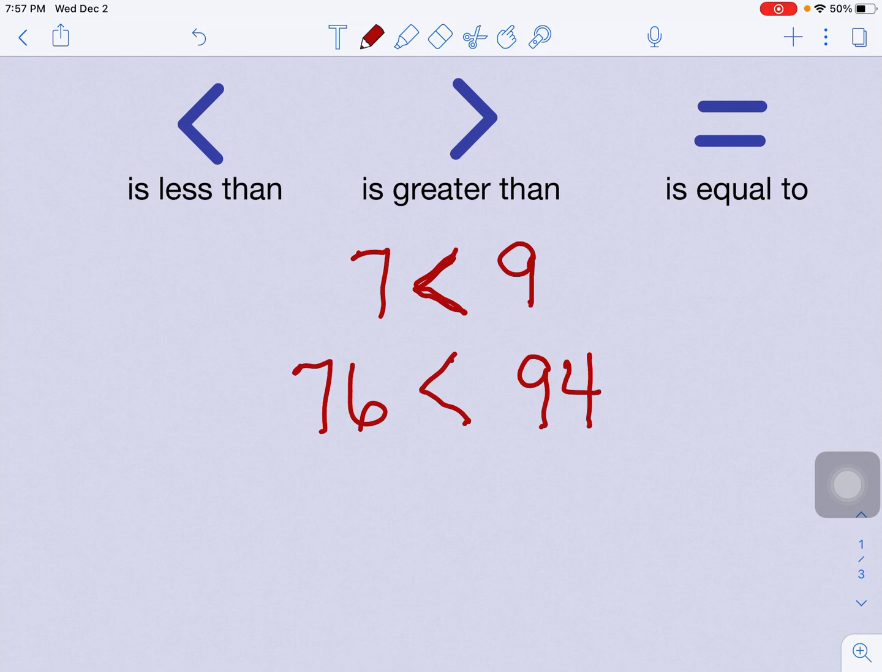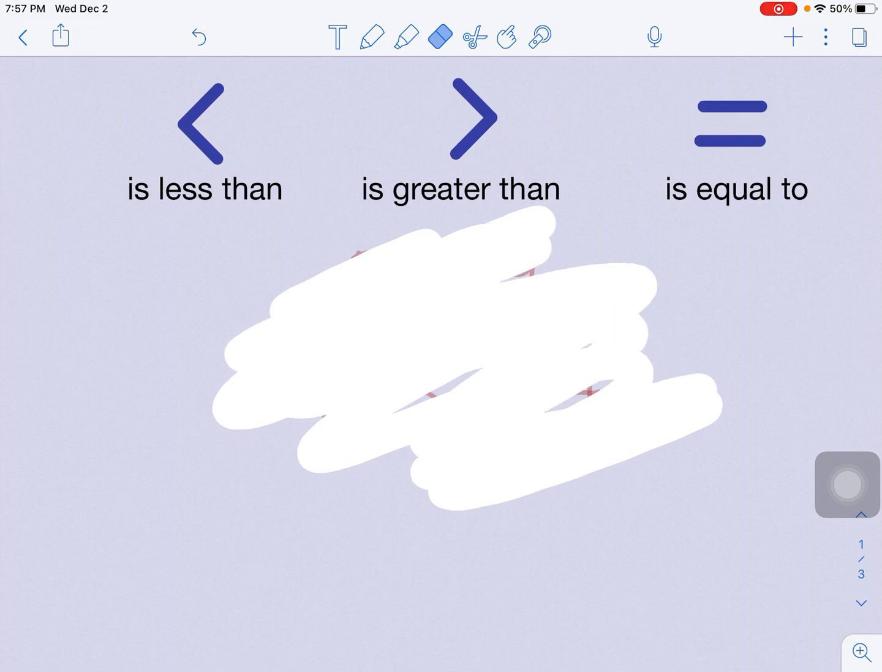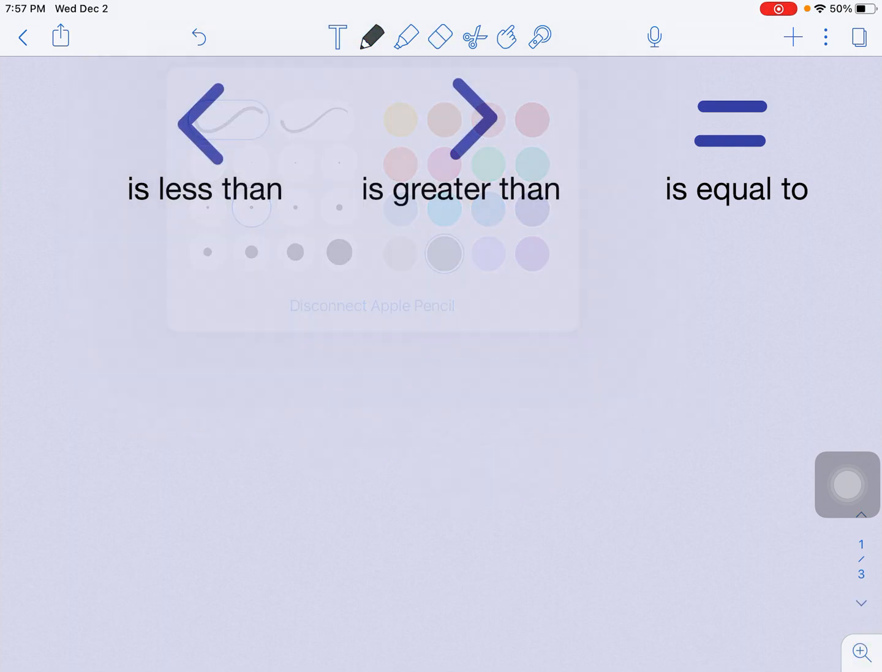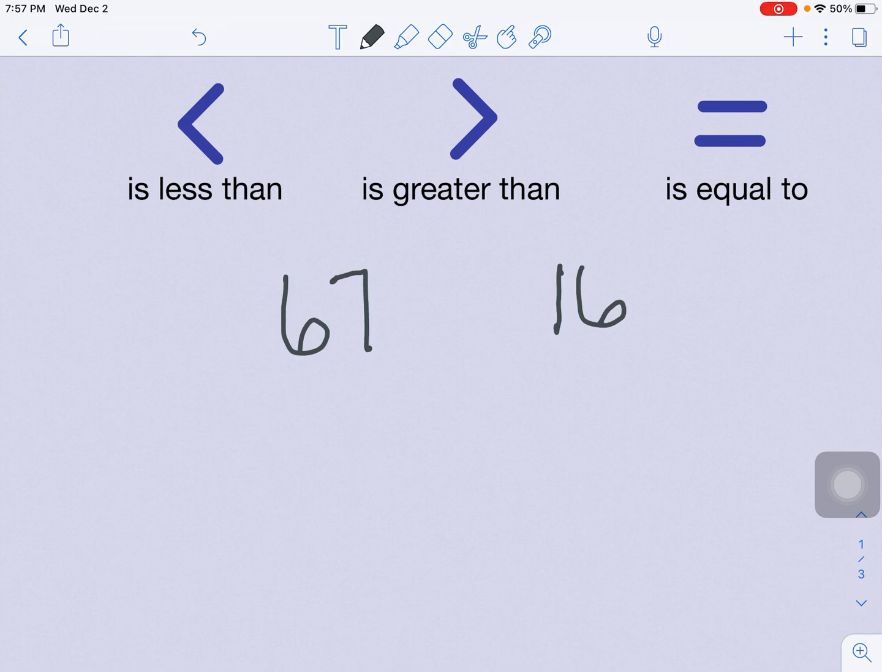And again, for some of us right now, we're really going to probably have to draw that picture out to kind of help us. All right? And you're going to have plenty of time to practice today. But I want to give you another quick example. So here's my number, 67 and 16. And we're going to put our answer in there.